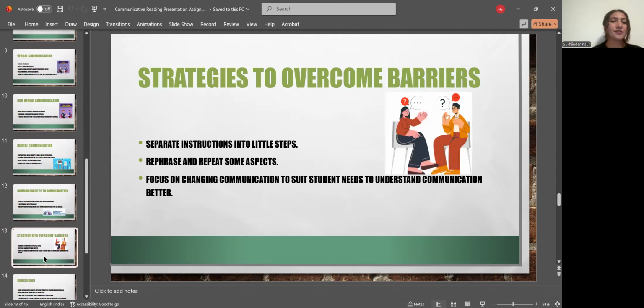So now I explain page number 13. Strangers to overcome barriers. Separate instruction into little steps. Rephrase and repeat some aspects. So focus on changing communication to suit student needs to understand communication better.